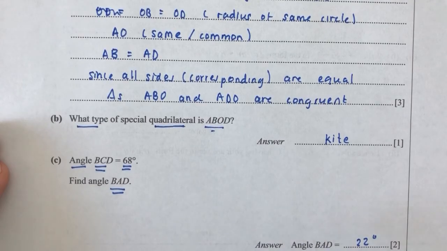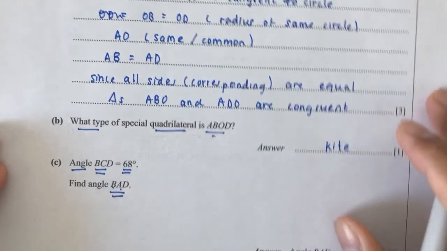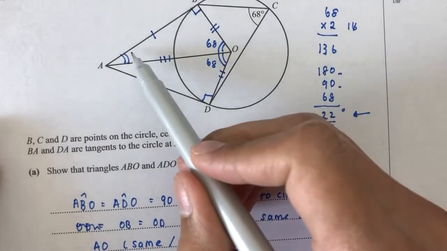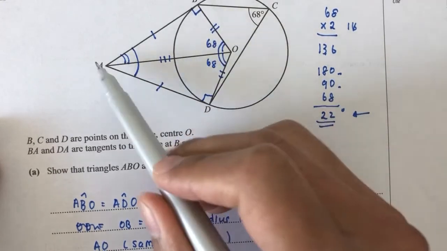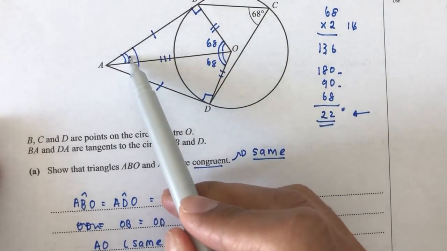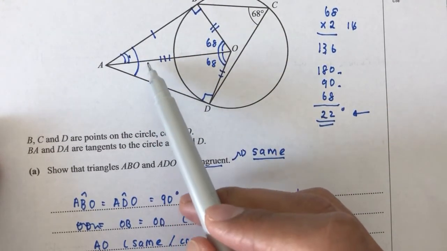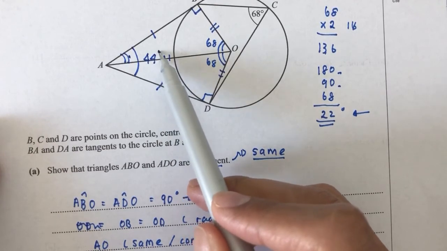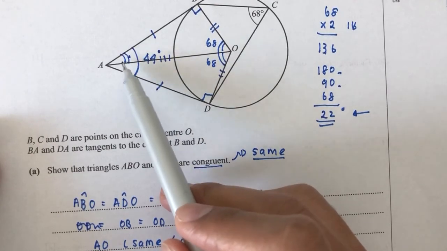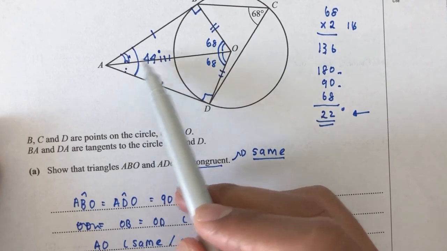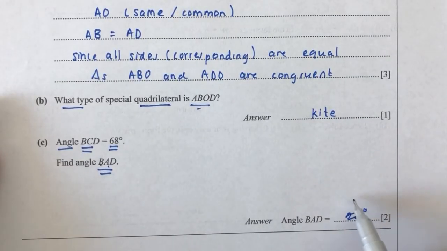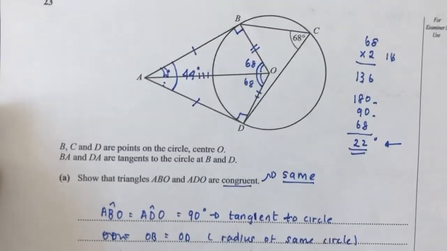Okay, so yes, I realized I made a mistake here because it's asking for the angle BAD, which is actually this big angle, BAD. If this is 22, this will be 44, because these two are the same, so 22 plus 22, that will be 44. So the answer here will be 44 degrees. Okay, so that is question number 23.